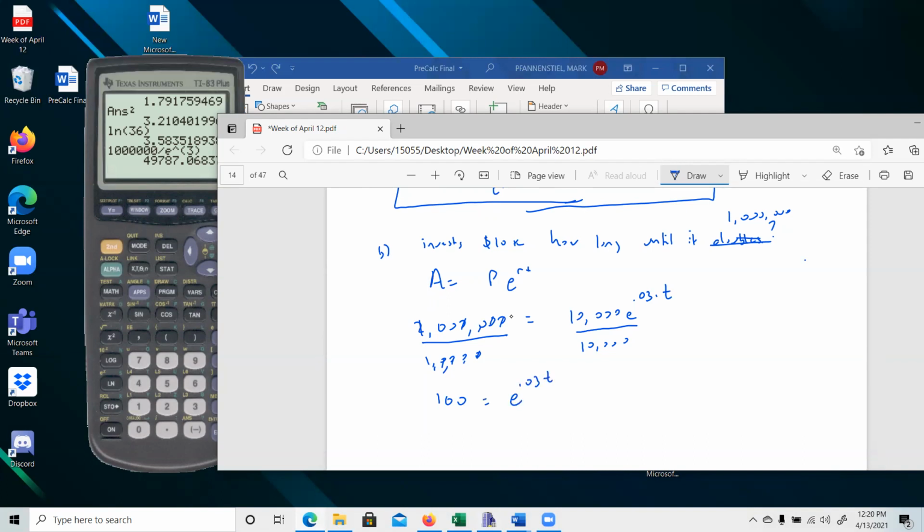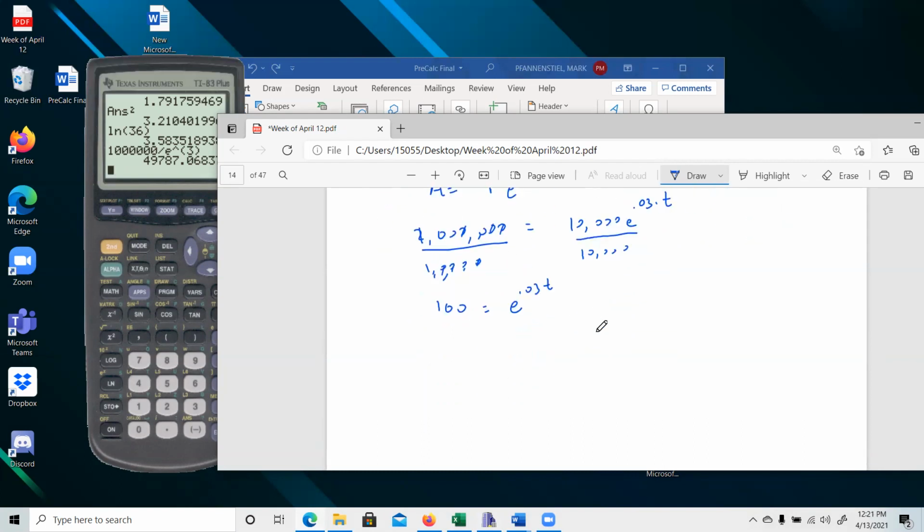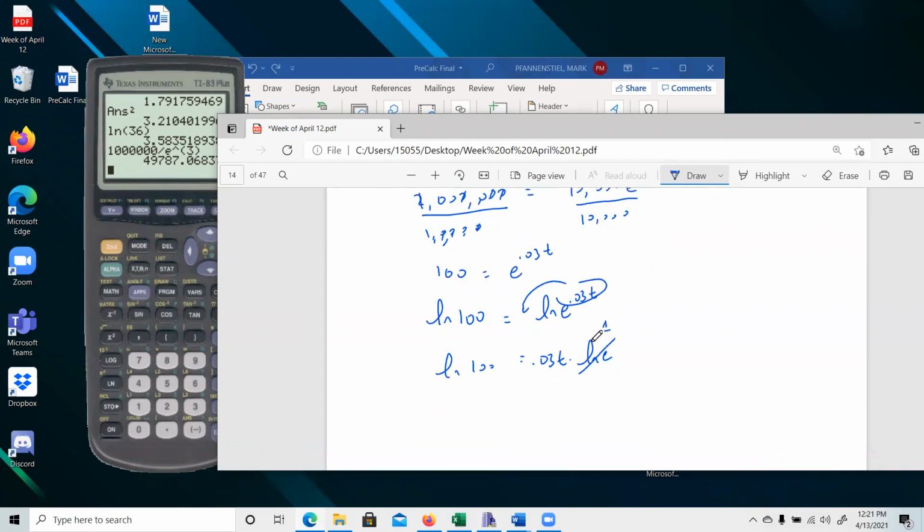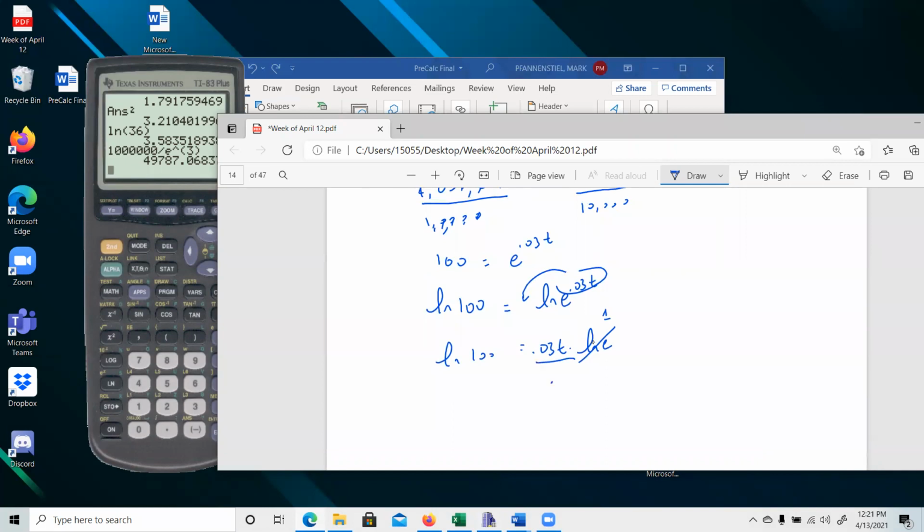Well, now we've got a variable in the exponent position. And how are we going to get that down? We're going to take the natural log of both sides. So this business here will come down in front. So we have 0.03 times t, ln of e, which we know is 1, is equal to the natural log of 100. The next thing we're going to do is divide both sides by 0.03.